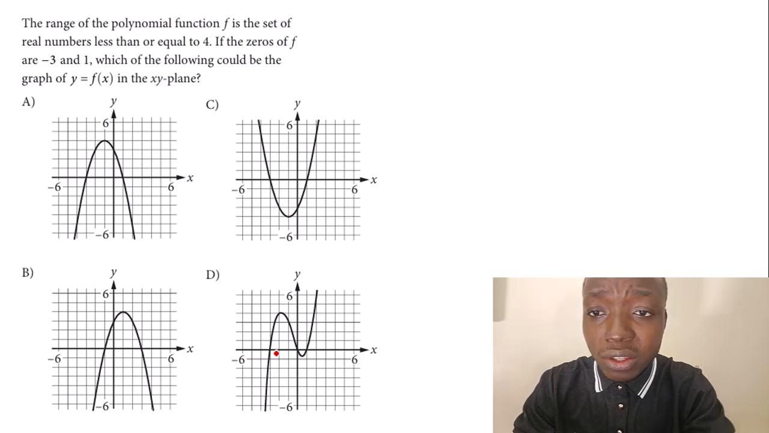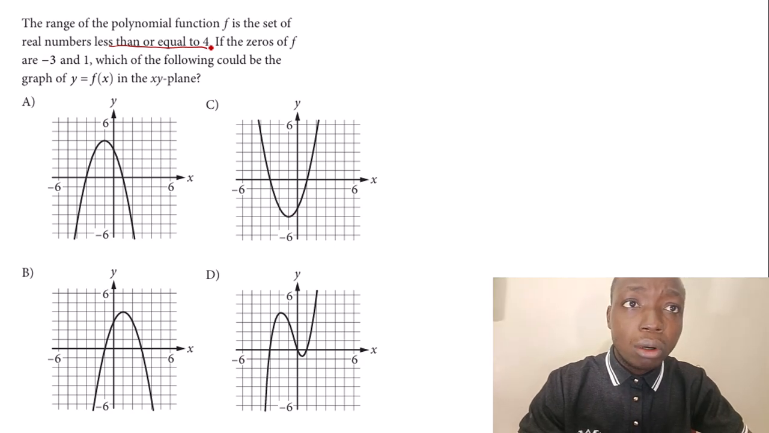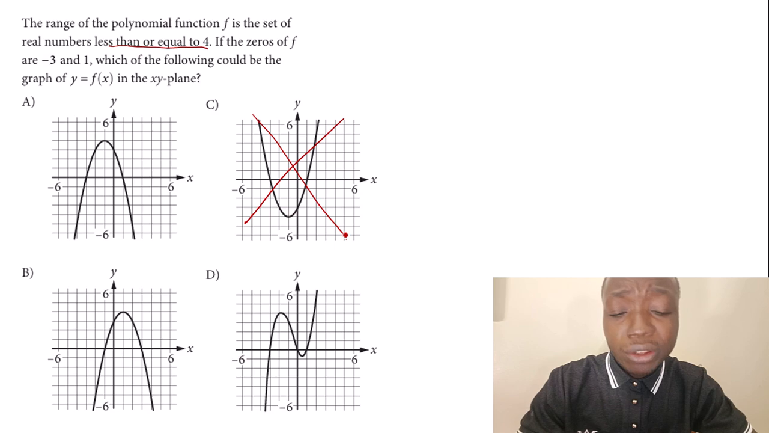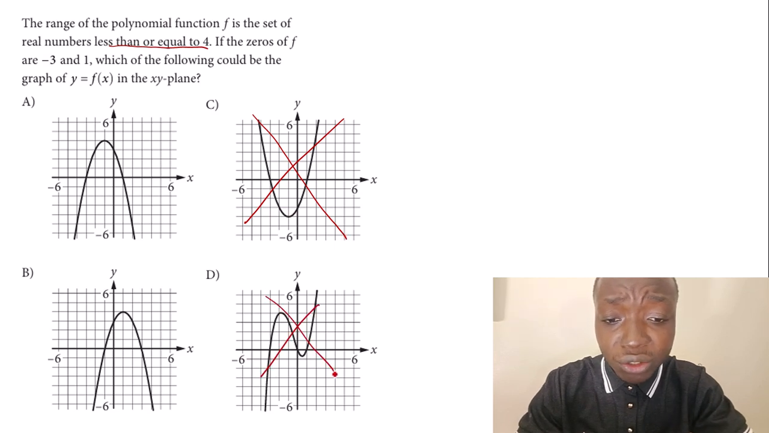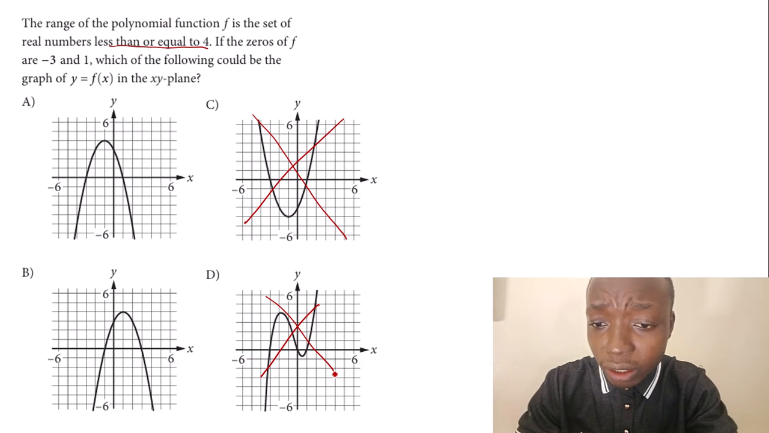So the range is less than or equal to 4. It means the maximum of this function should be 4, right? It should not exceed 4. So with this graph, the range is going to exceed 4. With this graph, the range is going to exceed 4. So C and D are out. Now let's check A and B.